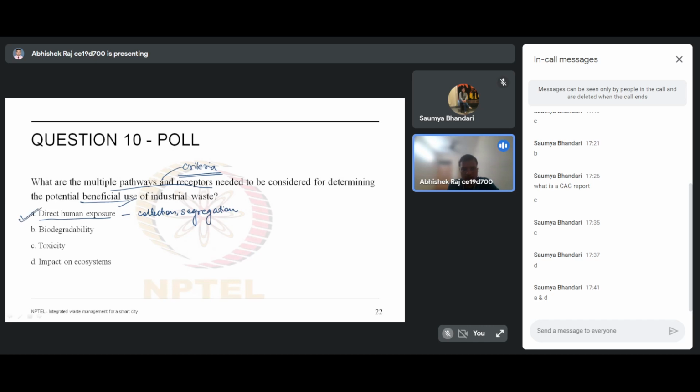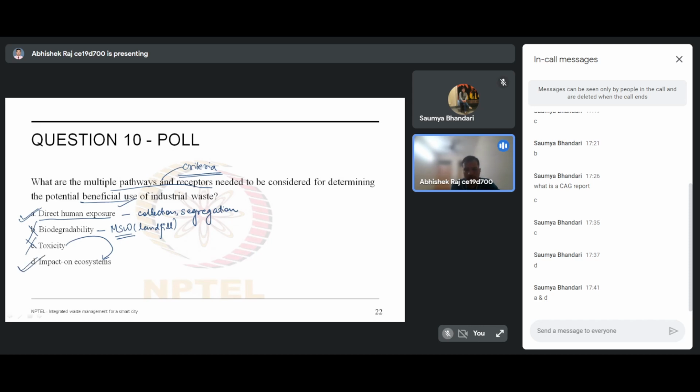So option A is correct. Biodegradability we are not worried about here. We usually take care of this when we want to check municipal solid waste for landfilling purposes, so how much time will it take to biodegrade? So B is not correct. Toxicity we should consider, but it gets considered within D itself, or you can say A itself. So it is not separately considered. It is inherent in option A and option D.